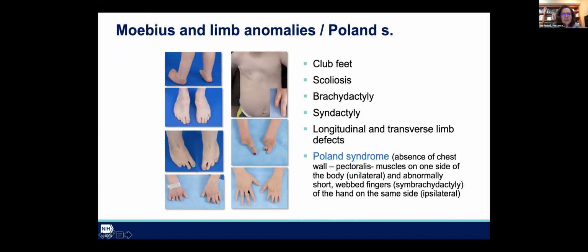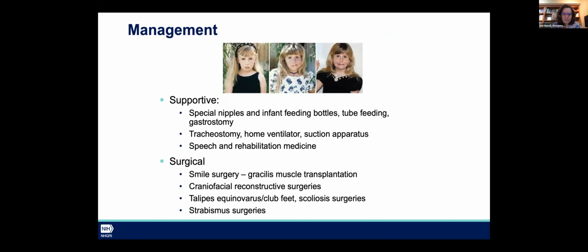So this is limb anomalies. Again, here's club feet. The kid had a surgery here on the left side, and then brachydactyly, brachysyndactyly, longitudinal or transverse limb defects. And then this is the Poland syndrome that I mentioned. This is absence of the pectoralis muscle. And then ipsilateral, the same hand can have anomalies, like short webbed fingers. This is just a short fifth finger on the same side with a right pectoralis muscle missing in this case.